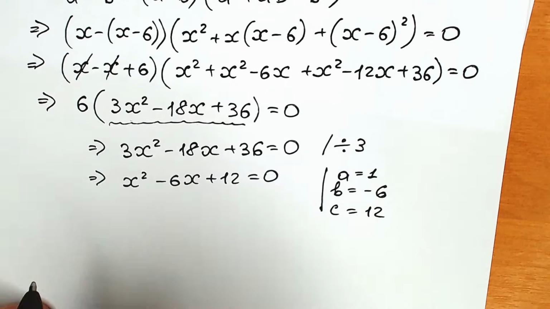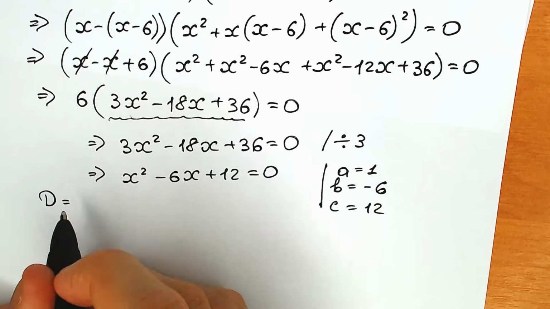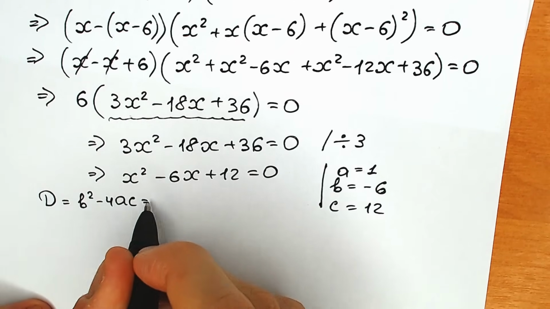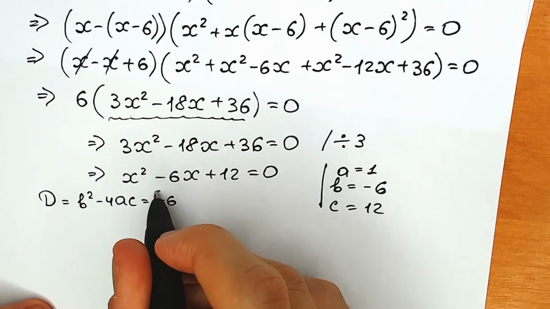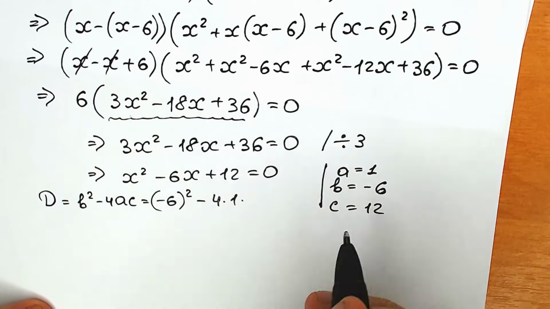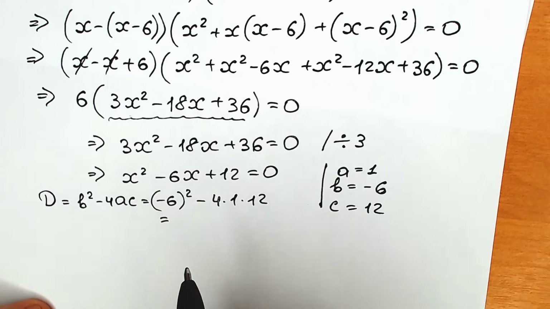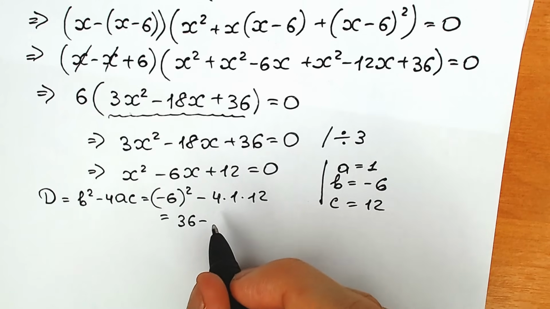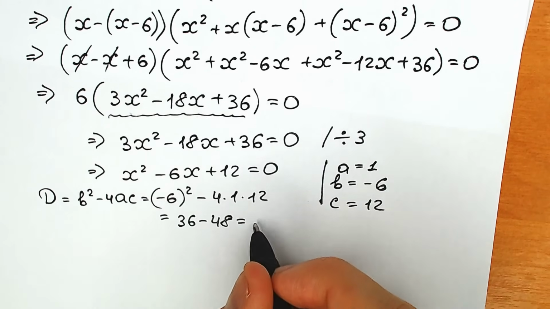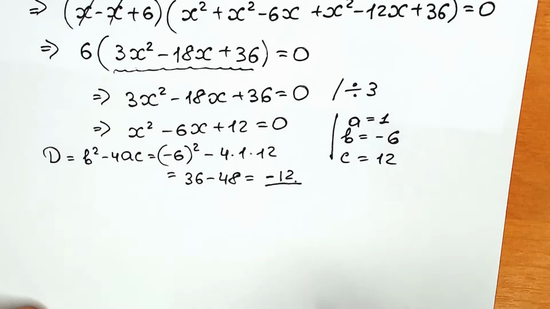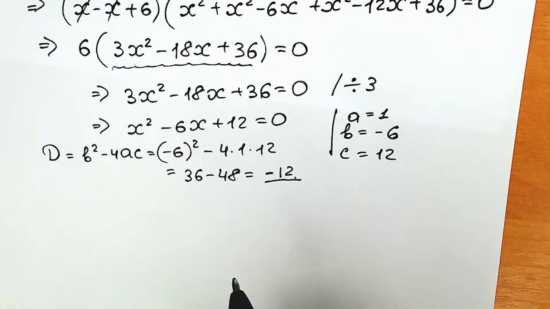Of course, we can easily find our discriminant real quick, and then we're going to plug it in, okay? So b squared minus 4ac, this is our discriminant, equal to minus 6 squared minus 4 times 1 times 12. As a result, our discriminant is equal to 36 minus 48, and our discriminant is negative, so in this part we will have 2 complex roots, but it doesn't matter. Let's find them because we're interested in all possible solutions.